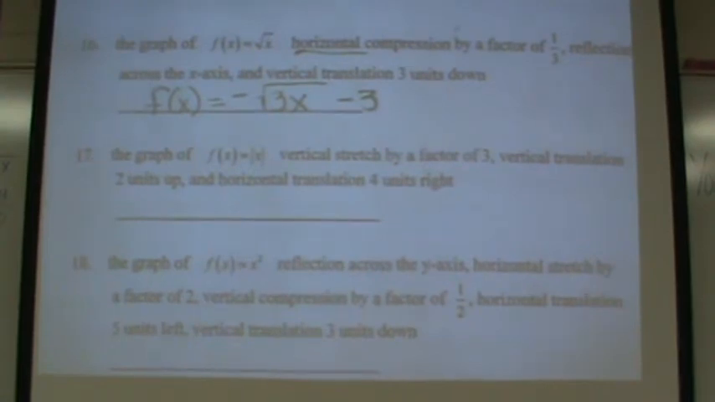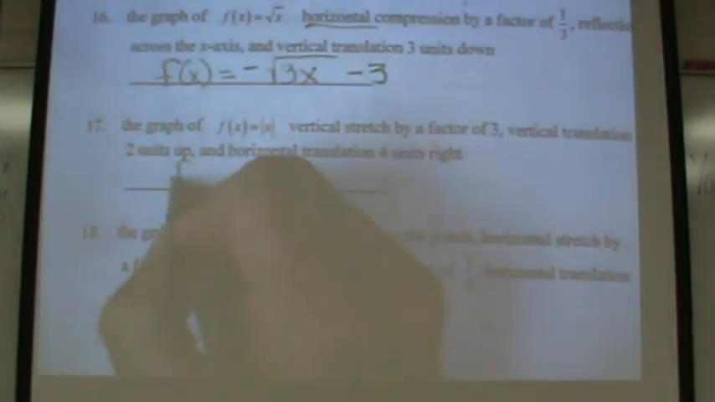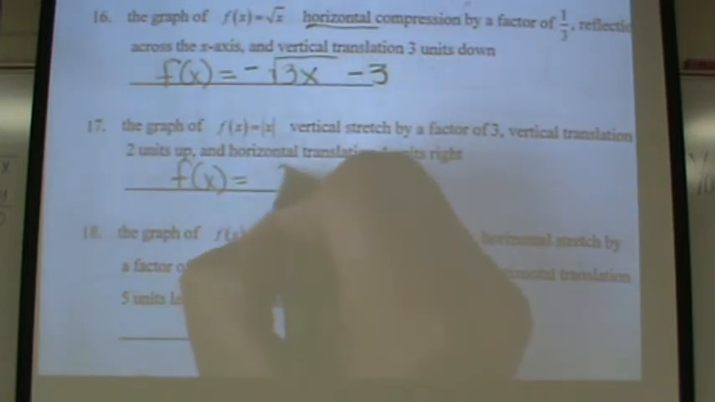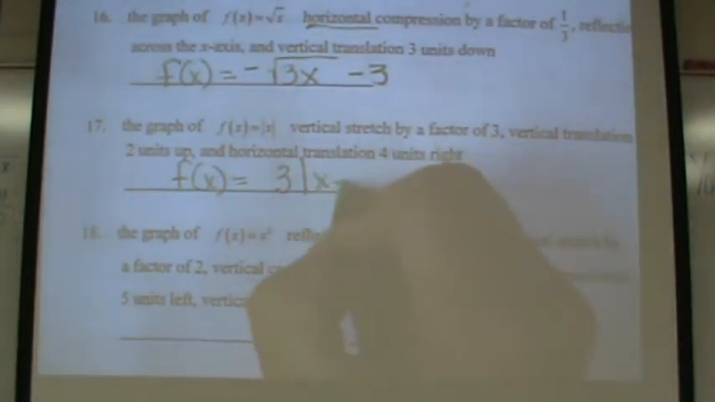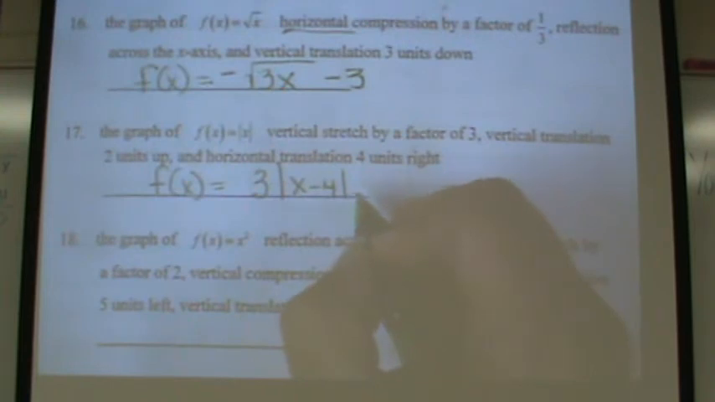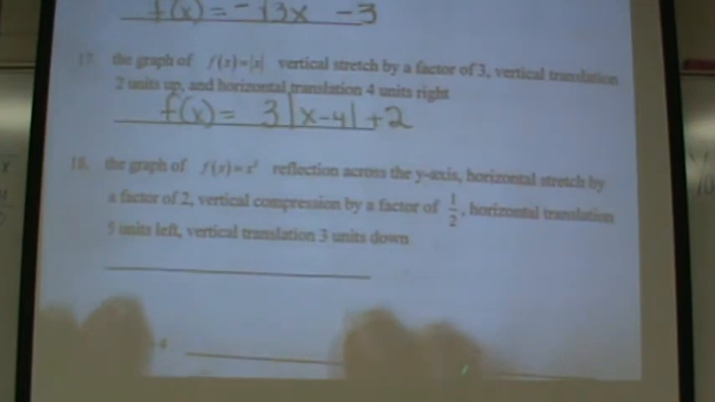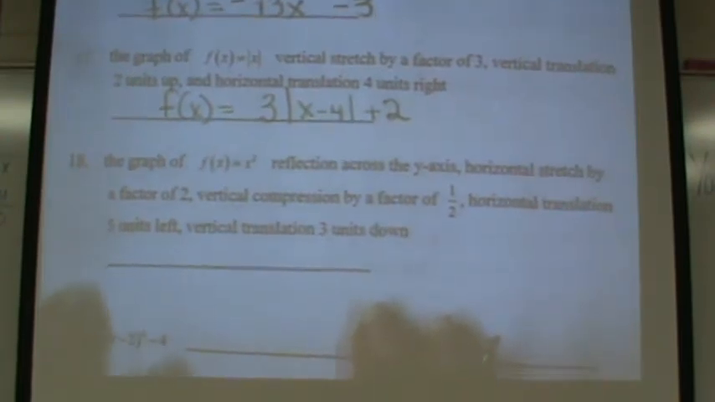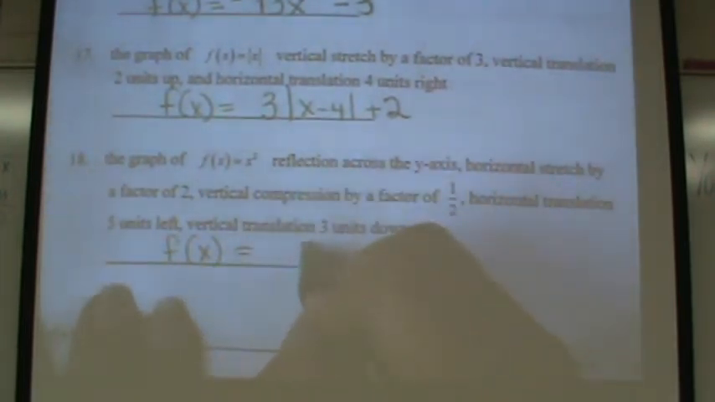17, can you tell me that one, vertical stretch by 3? Where does that go, in or out? Out. So a 3 goes out. Horizontal translation 4 to the right, x minus 4, yep. And then vertically translate it 2 units up, +2. Good. Last one. This one you're going to reflect over the y-axis, that's a negative inside. Negative inside.